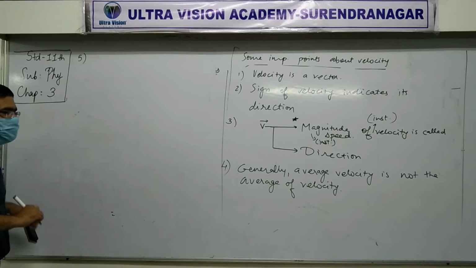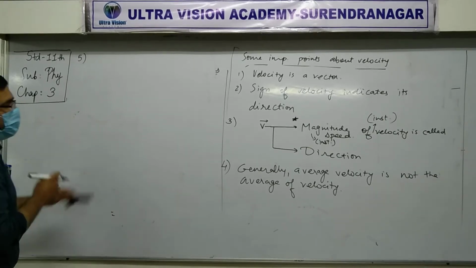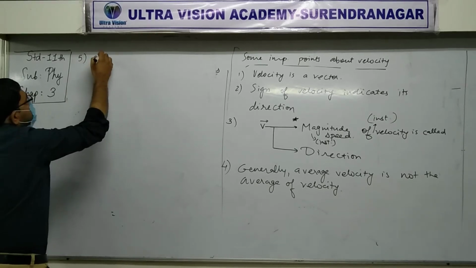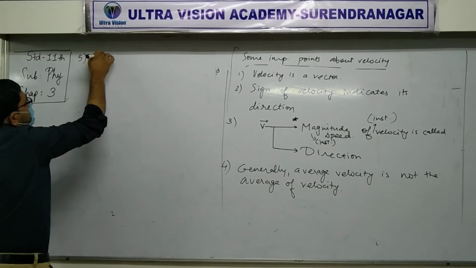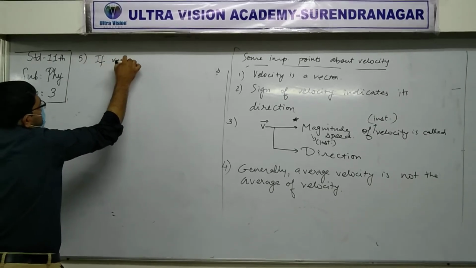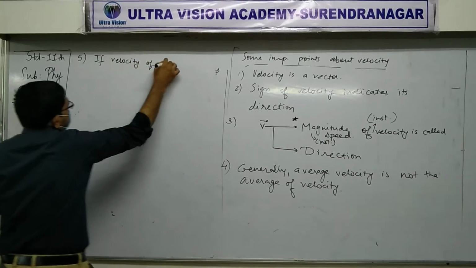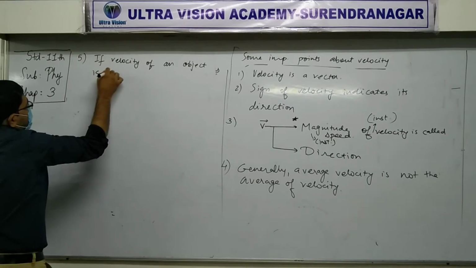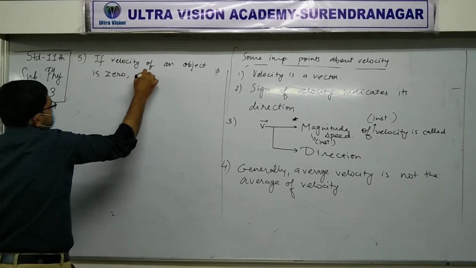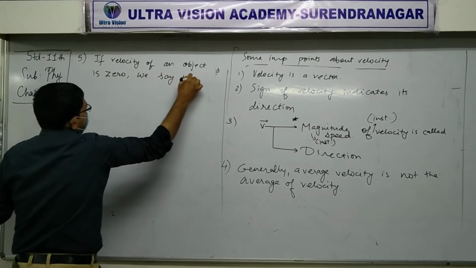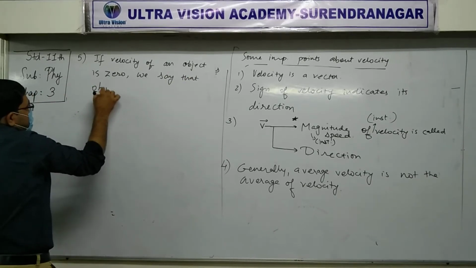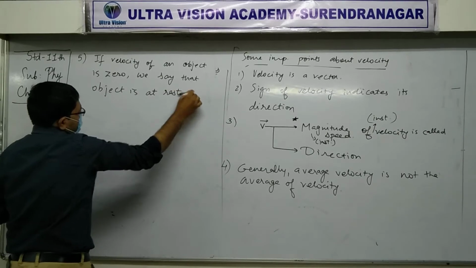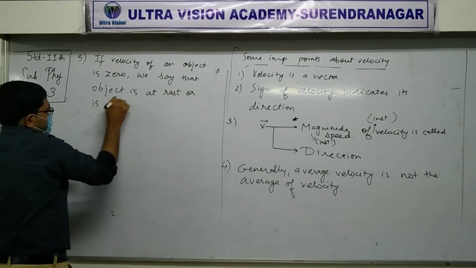Number 5. Okay. Now, if the velocity of an object is 0, we say that the object is at rest or is stationary.